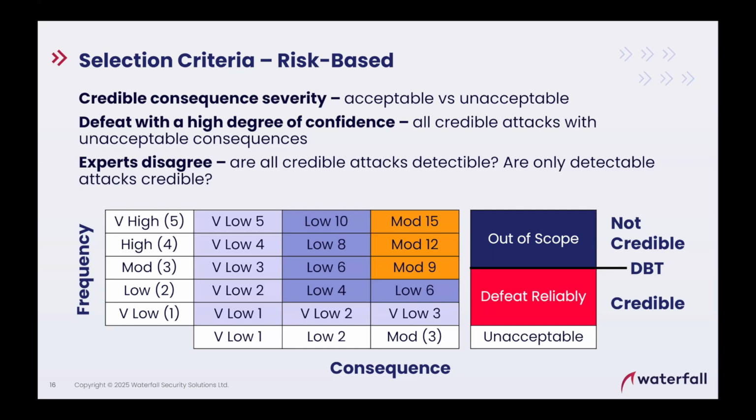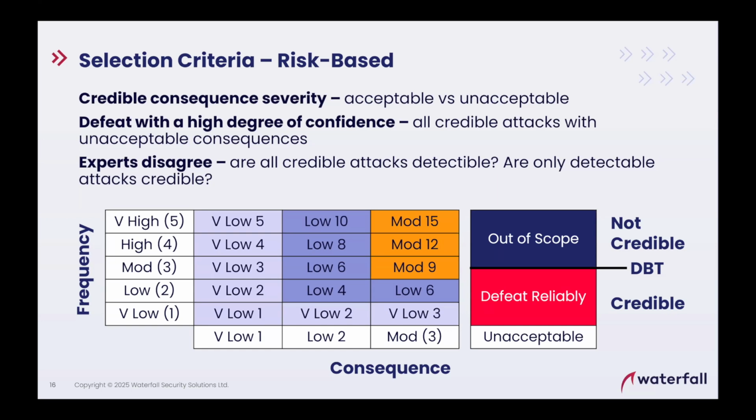We're good. When the consequences are unacceptable, in many jurisdictions it is illegal to deploy anything less than the most secure practical solutions. So what do you do when the consequences are unacceptable? 9 times out of 10, you cannot buy insurance. You have to ask the question, what is the set of attacks we defeat with a high degree of confidence?